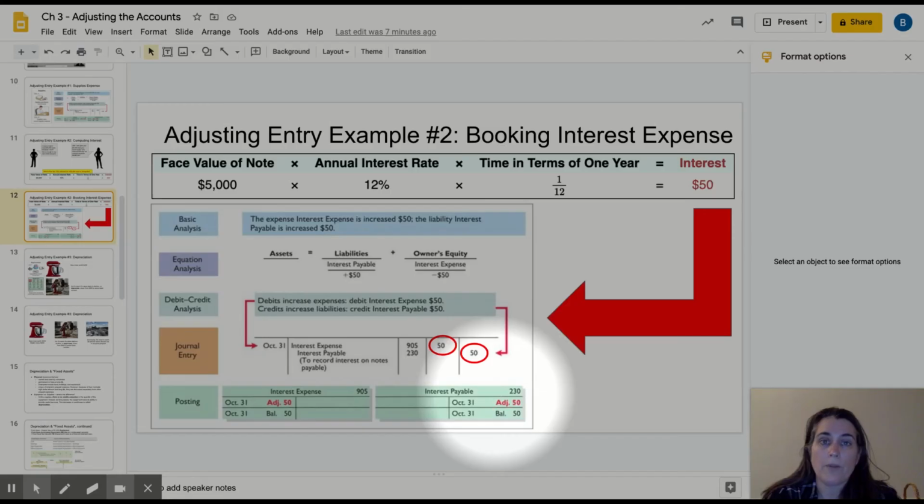Finally, the ledger, we want to go to our interest expense portion of the ledger and book that $50 of interest expense on the debit side, and then we're going to show the payable as a credit going up, okay? That's interest expense.